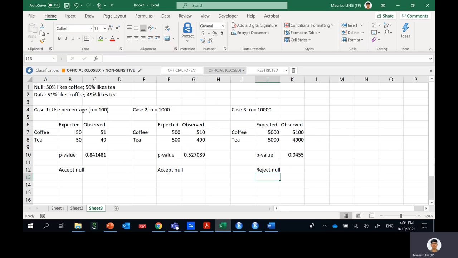This is the reason why you cannot use percentage. If you use percentage, it doesn't matter what the sample size is, you go back to case number one. Percentage means that no matter what numbers you have, you convert them into percentages. That means you survey 1,000 people or 10,000 people, you convert the numbers to percentages of expected and observed. This is the important part because you always make a mistake here.